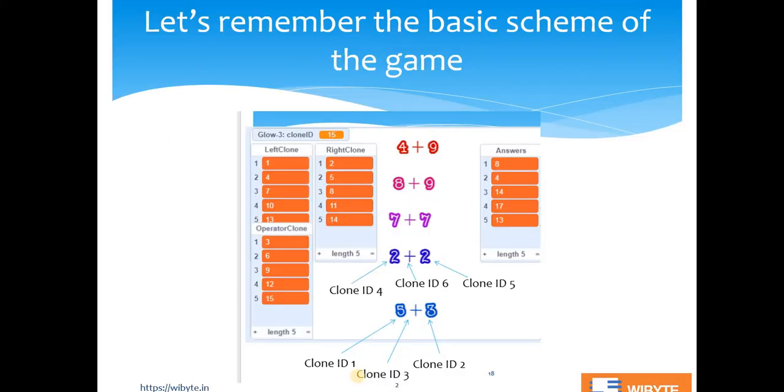So for that purpose, remember the basic scheme of the game, where basically we had these clones, and each clone has been given a unique ID, using variables only for this sprite, and each clone is maintaining those IDs, as well as those IDs are getting stored in these different lists, right? So all the left clone IDs are in this list called left clone, all the right clone IDs are in this list called right clone, all the operator clone IDs are in this list called operator clone, right? And correspondingly, there's an answer, and there's a perfect correspondence maintained between all these lists, and that's why the game works. So like I said, you can look at the more detailed version of this, but the basic idea has to be kept in mind, right?